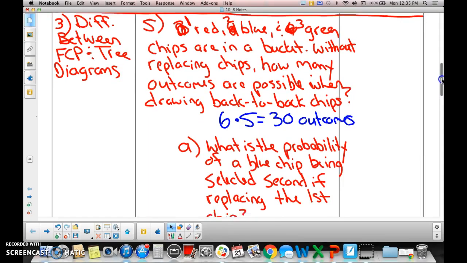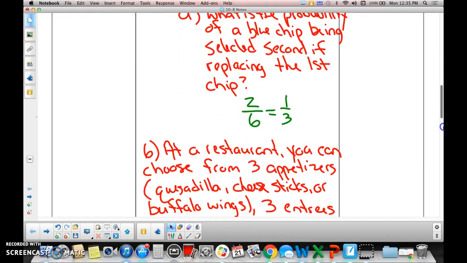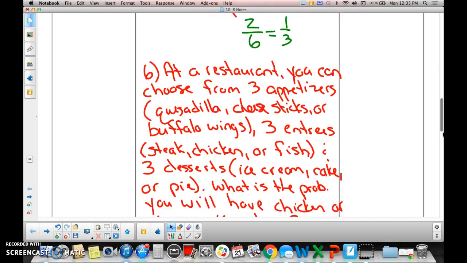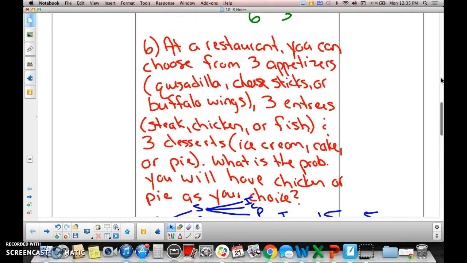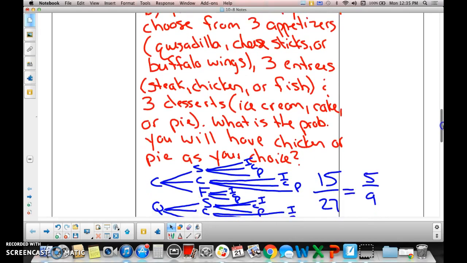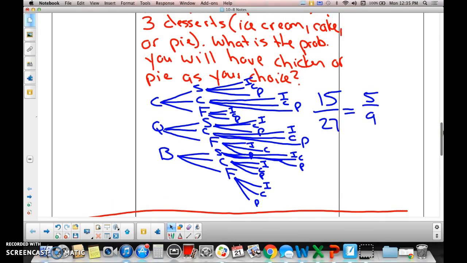Tree diagrams, if we slide all the way down here to number 6, if we're looking for very specific things, like in number 6, we're looking for how many of the different meals in the scenario above have chicken and pie as a choice. In order to calculate that, really there's no formula you can use other than creating a tree diagram and counting.